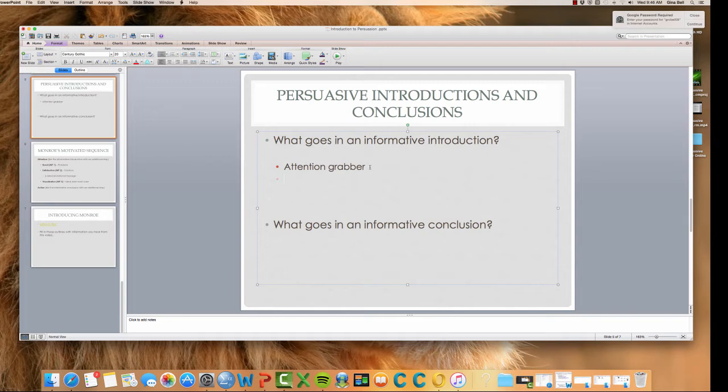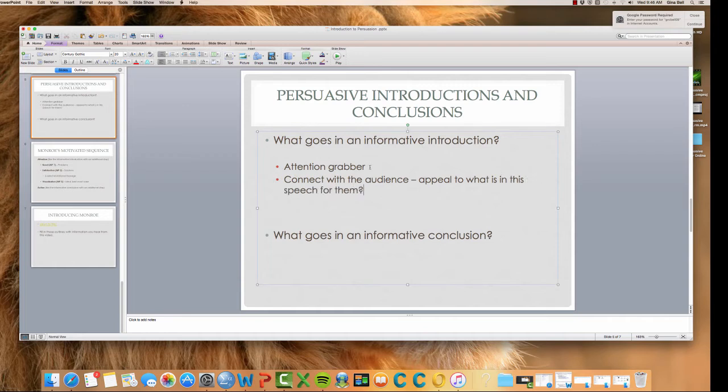And after the attention grabber, we are looking to connect with the audience and appeal to what's in it for them. What's in this speech for them? In other words, why should they care about what you are sharing with them? What information are you going to provide that's interesting to them throughout the speech? Why should they be motivated to listen to what you have to say?